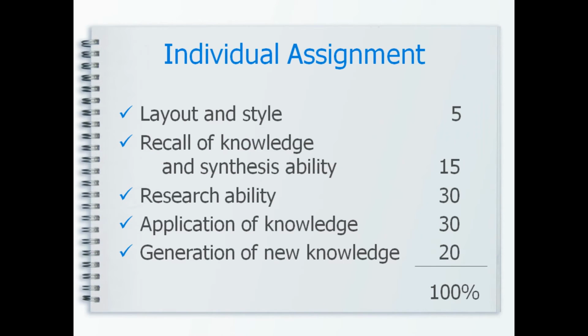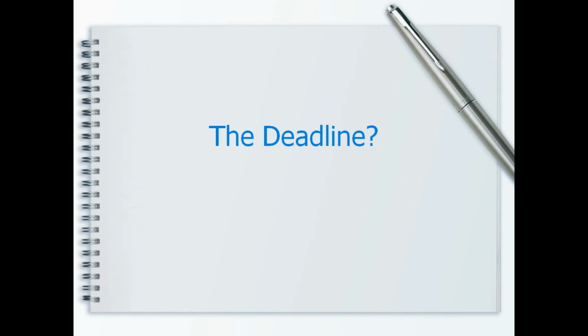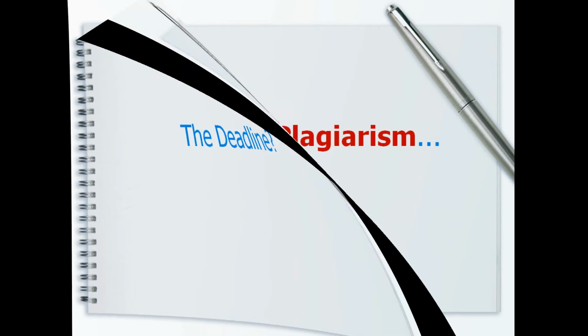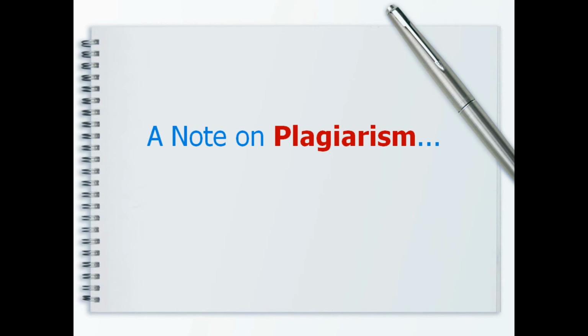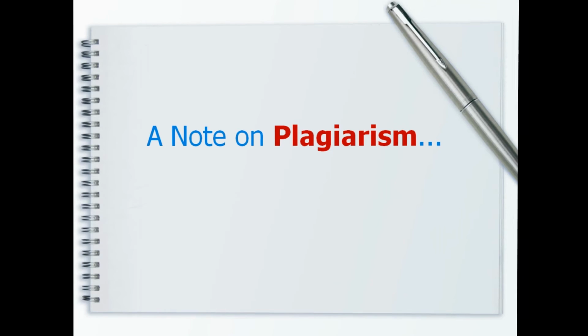How will your assignment be marked? 5% will be on layout and style. 15% will be allocated to your ability to recall your knowledge and to synthesize your learning. 30% for your research, another 30% for your ability to contextualize and apply your knowledge, and 20% for your ability to go beyond what you have learned. Please make sure to submit your assignment on time. Late submission will be penalized. Now, please watch carefully this clip on plagiarism.